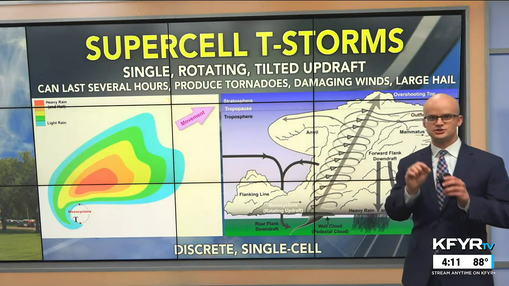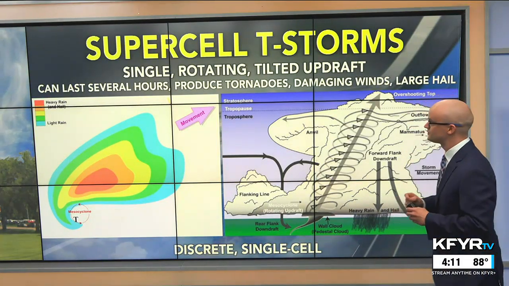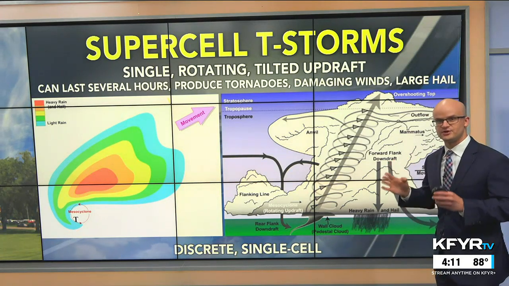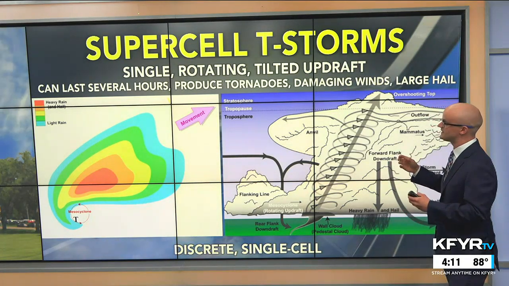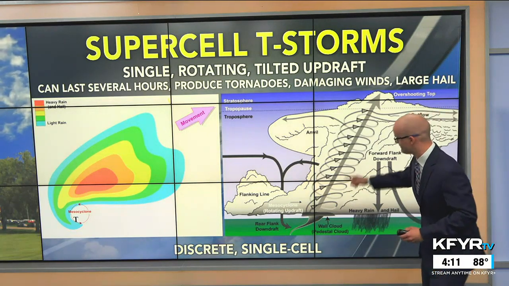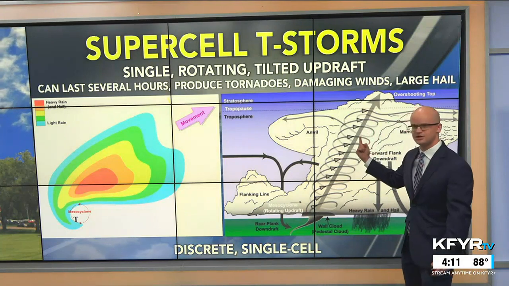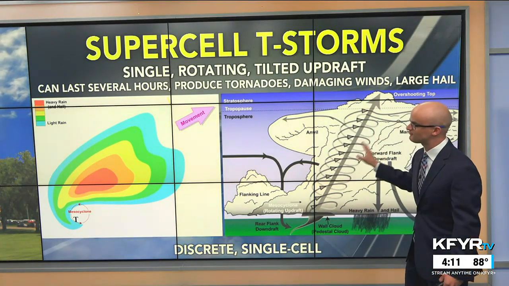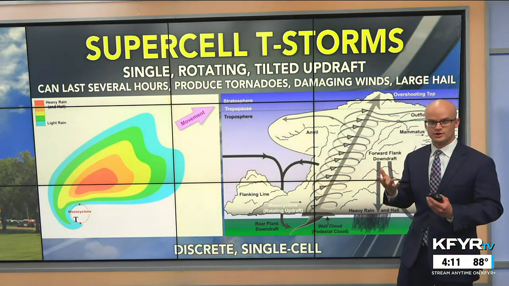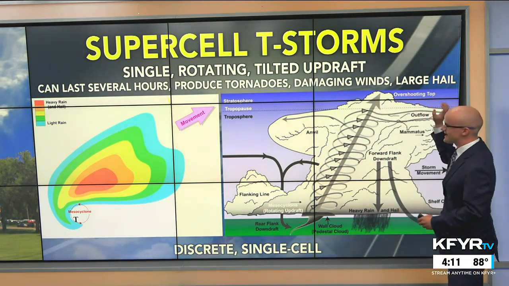On the other hand, supercell thunderstorms, again, discrete, usually single-cell storms, they're a lot more severe and cause our most prolific severe weather outbreaks. They're single rotating cells with a tilted updraft. Kind of looks like a corkscrew here, where you have rising winds within that big cumulonimbus cloud spinning around really quickly. They can last for several hours, producing tornadoes of very strong magnitudes, damaging winds, and large hail.